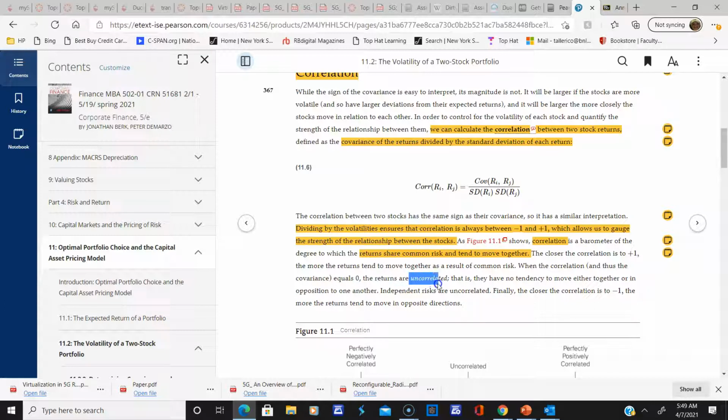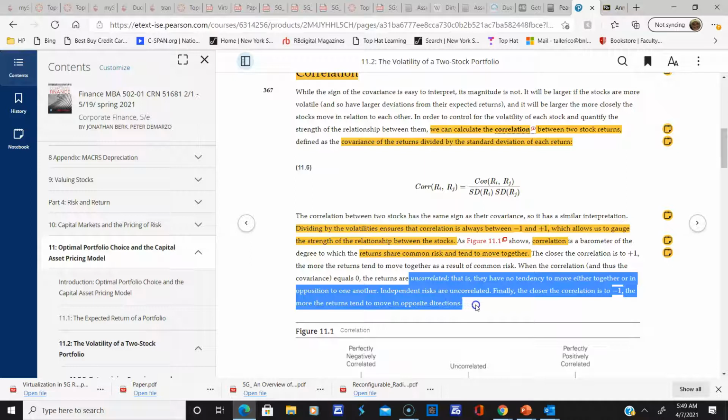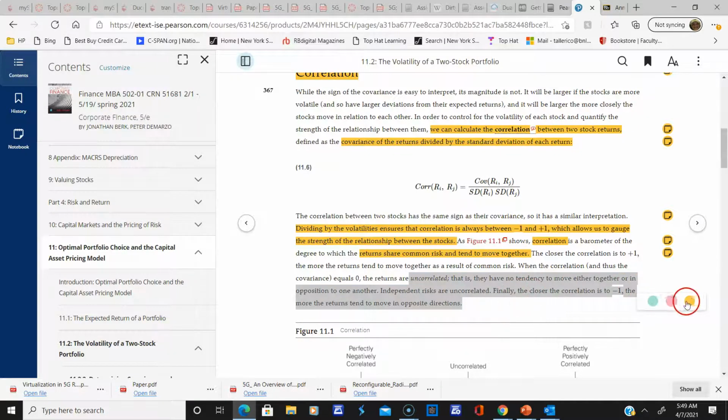That is, they have no tendency to move together or in opposition to one another. Independent risks are uncorrelated. Finally, the closer the correlation is to -1, the more the returns tend to move in opposite directions. Okay, so that's how that goes.